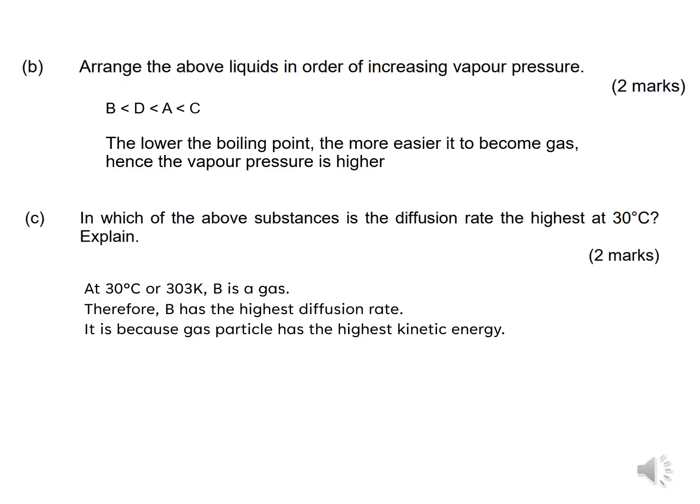Lowest out of all. Now, question C asks you to state which of the above substances or liquid has the diffusion rate highest at 30 degrees Celsius. So basically, we look at their boiling point at 30 degrees Celsius. B is already a gas because B has the lowest boiling point. Therefore, B would be having the highest diffusion rate because gas particle has highest kinetic energy.